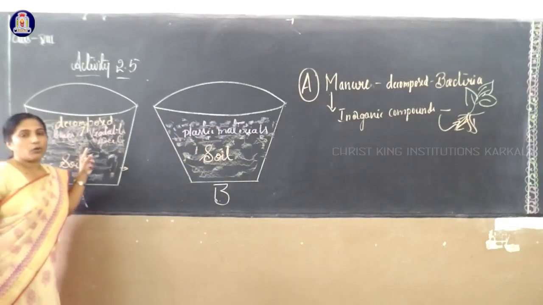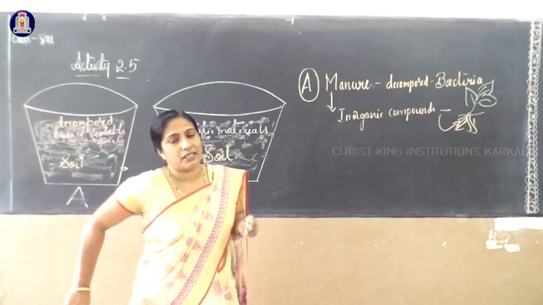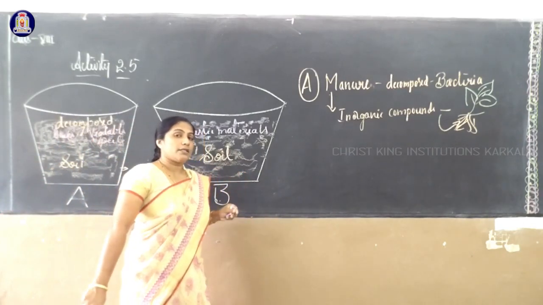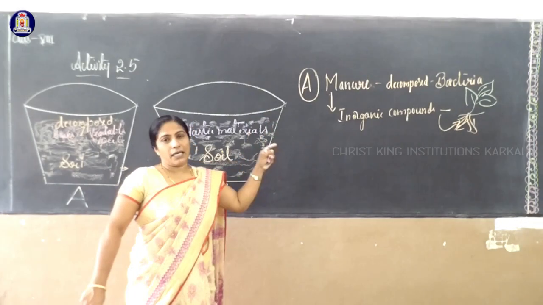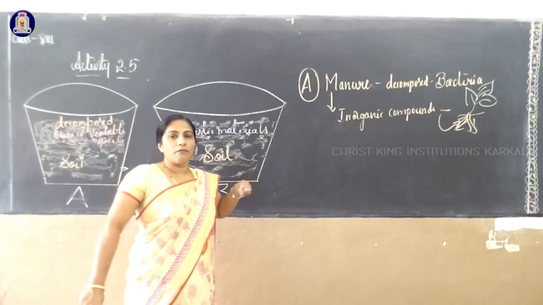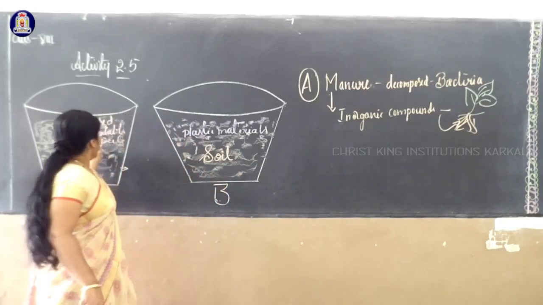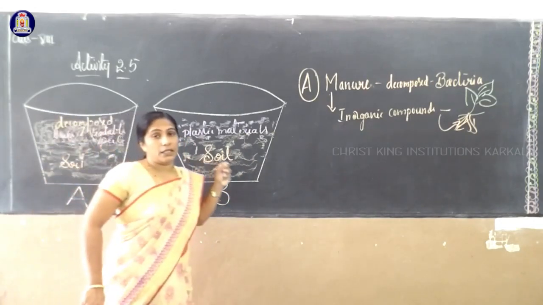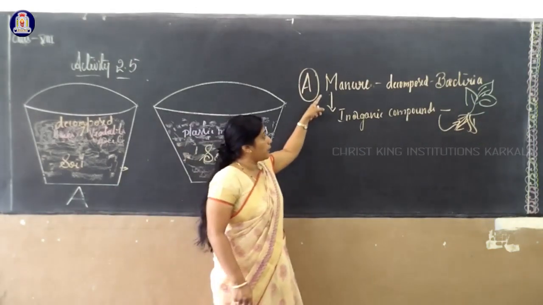So it is because of components that decompose: bacteria, fungi, etc. Fungi are also called saprophytes. They feed on dead and decayed matter. The earthworm will convert only a few materials, but bacteria will convert the entire waste material, that is the dead plants and animals. They decompose into a component, manure.